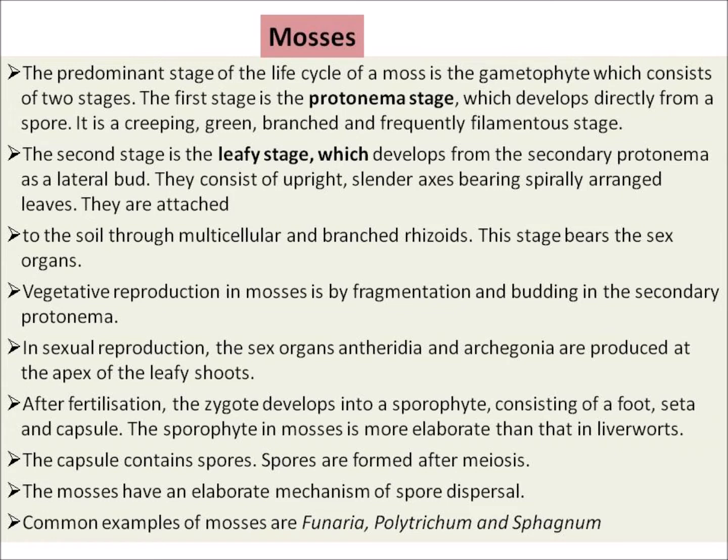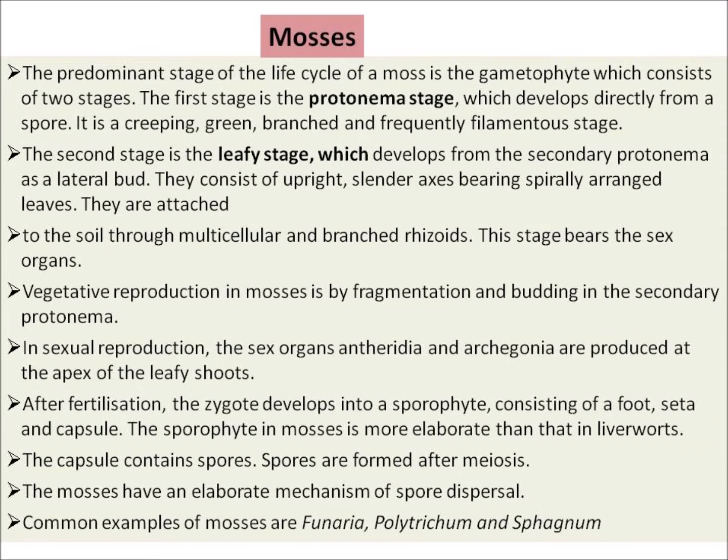The predominant stage of the life cycle of a moss is the gametophyte, which consists of two stages. The first stage is the protonema stage, which develops directly from a spore. It is a creeping, green, branched and frequently filamentous stage. The second stage is the leafy stage, which develops from the secondary protonema as a lateral bud. They consist of upright, slender axes bearing spirally arranged leaves. They are attached to the soil through multicellular and branched rhizoids. This stage bears the sex organs.